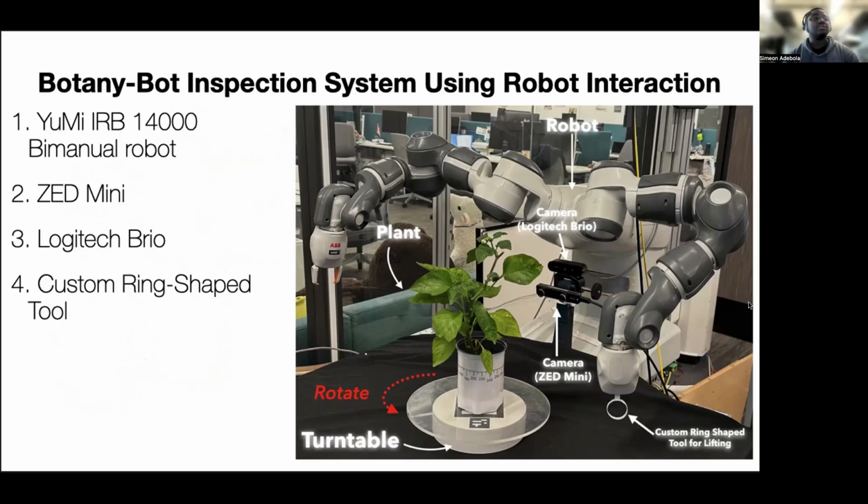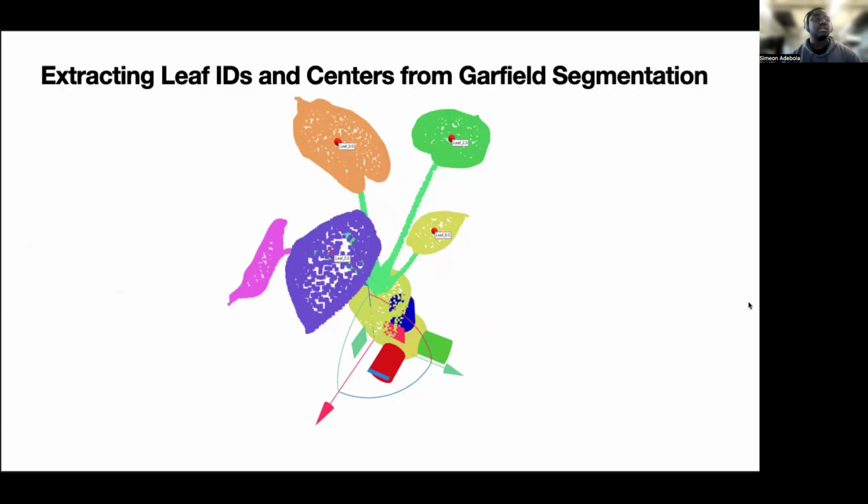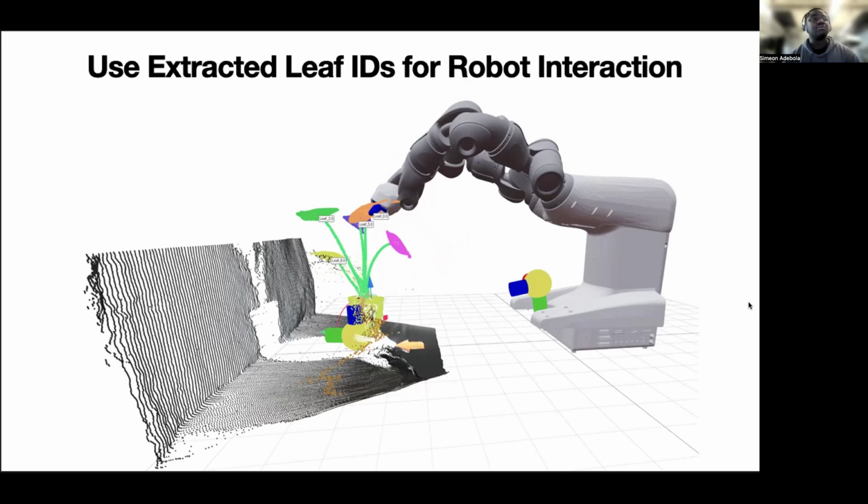Additionally, we use a 7 degree of freedom bimanual robot and a Z-mini camera to automatically lift the leaves detected from the 3D model, and a Logitech Brio camera to take high-resolution indexable images of occluded details such as the underside of leaves. We're able to extract leaf IDs and centers from the segmentation. We use the extracted IDs for robot interaction.